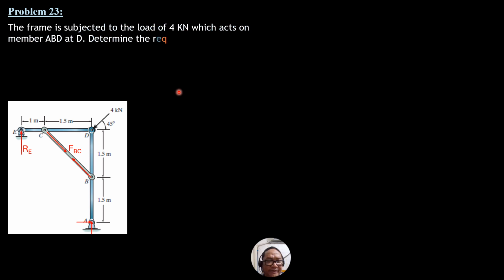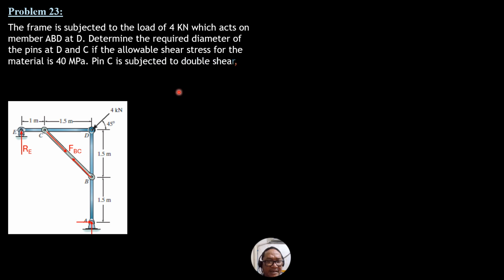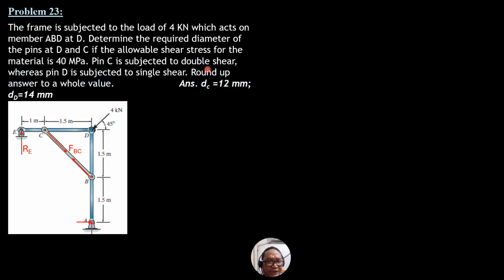So this is problem 23. The frame is subjected to the load of 4 kilonewtons which acts on member ABD at D. Determine the required diameter of the pins at D and C if the allowable shear stress for the material is 40 megapascals. Pin C is subjected to double shear, whereas pin D is subjected to single shear. Round up answer to a whole value.